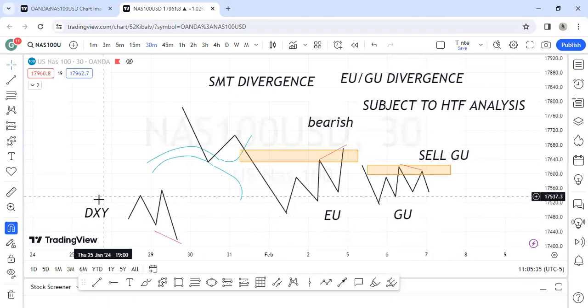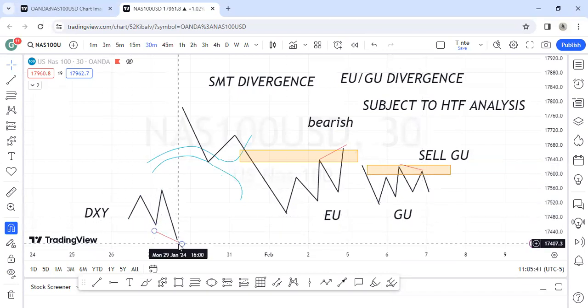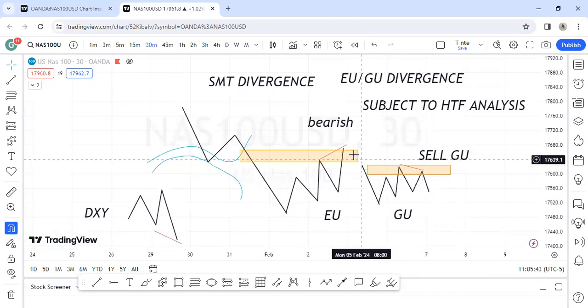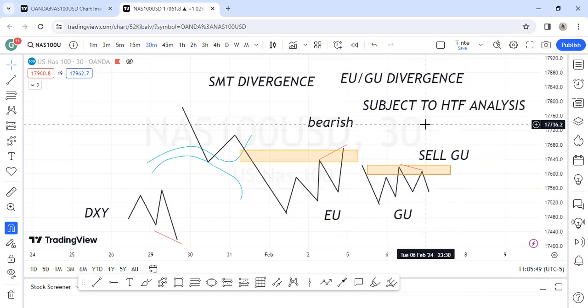GU is supposed to be opposite of DXY and descend with EU. But now GU is not making a high. Meanwhile, DXY has made a low, which should make it make a high, and EU has made a high, so GU should resemble that. So this was a case of SMT divergence. So you can only look for what? Sell opportunities on what? On the GBP/USD.